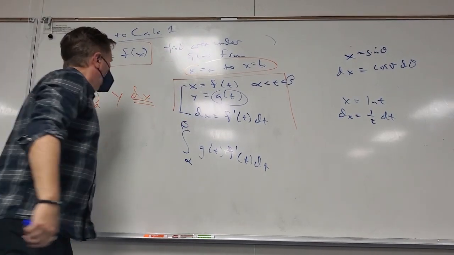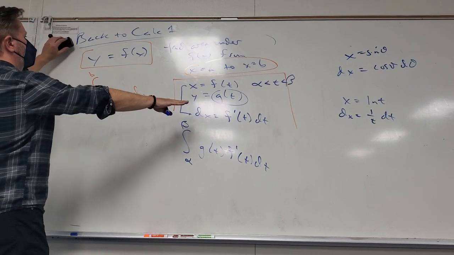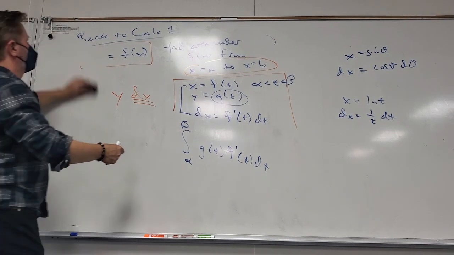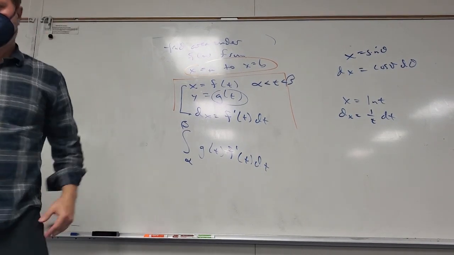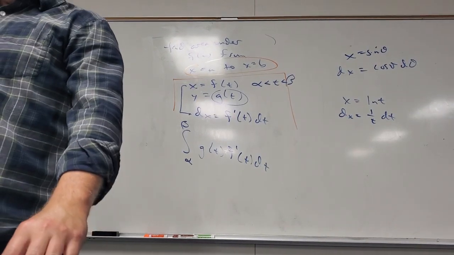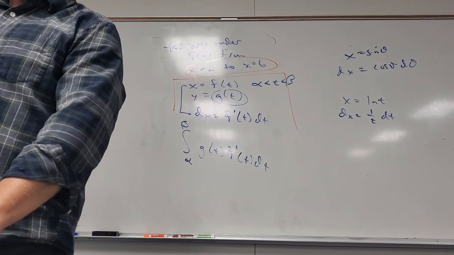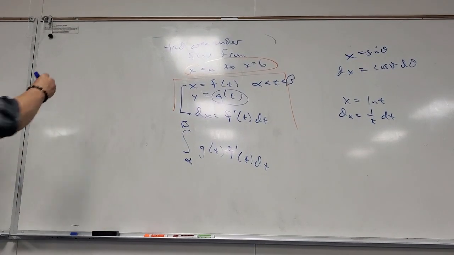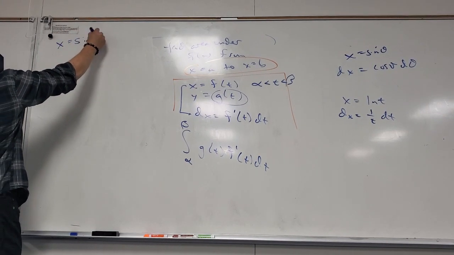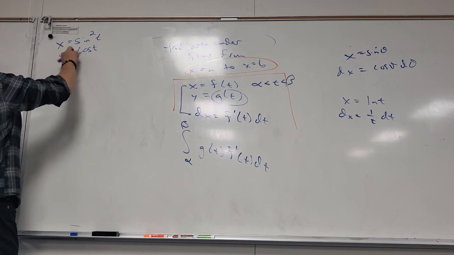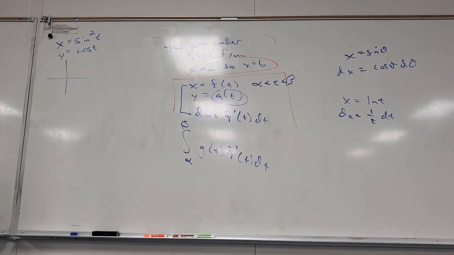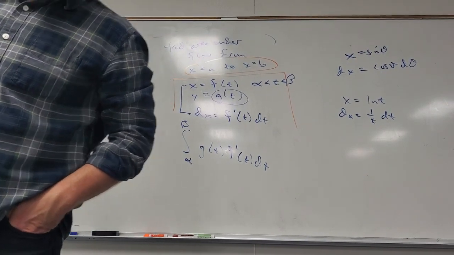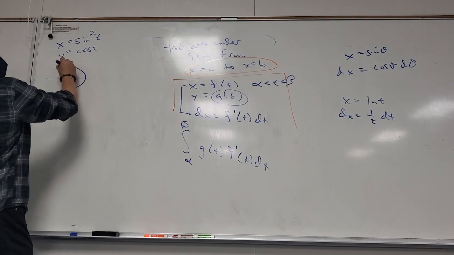So that's the process. Given these, I calculate this, and I construct the integral, and then I just do it. So let's take a problem right out of the homework. Okay, so I got x equals sine squared t, y equals cosine t. And they give me a visual. Okay, so I want this part of it.